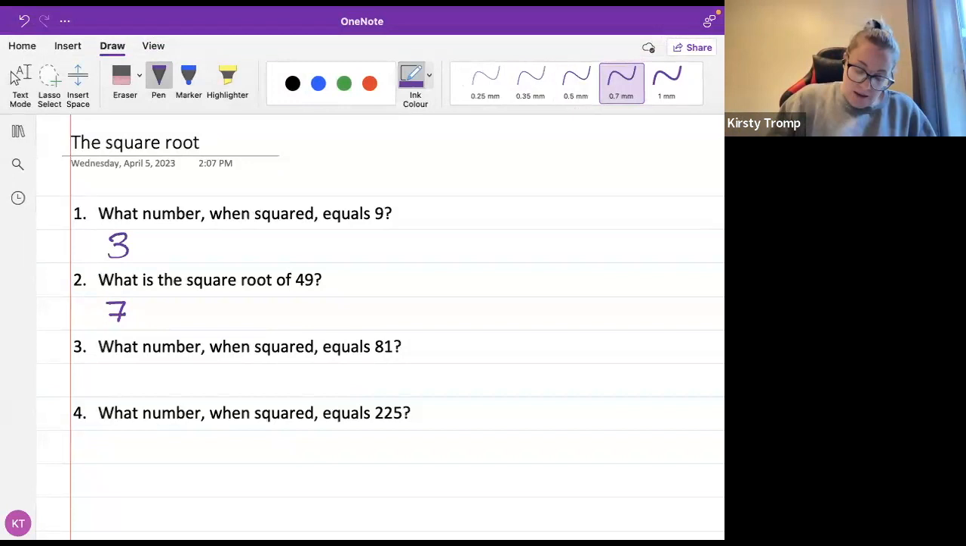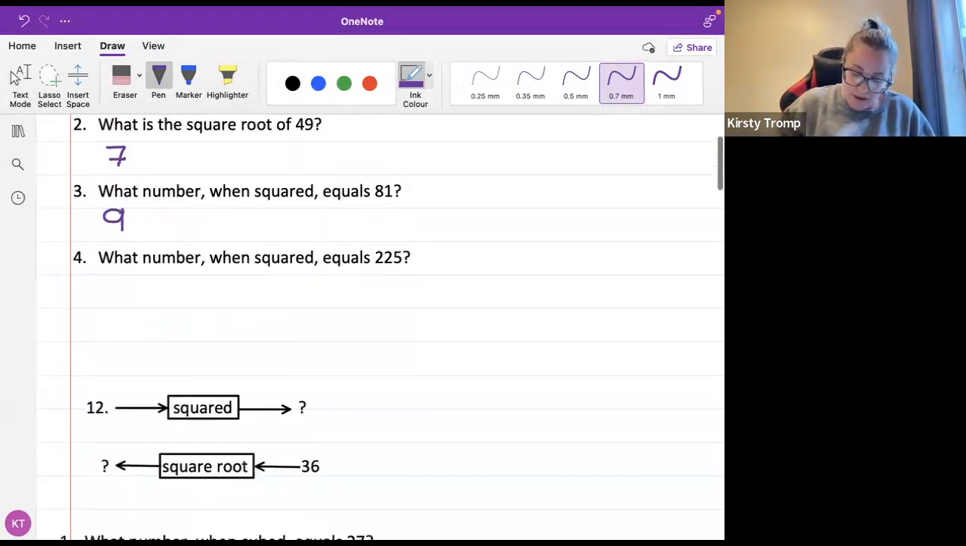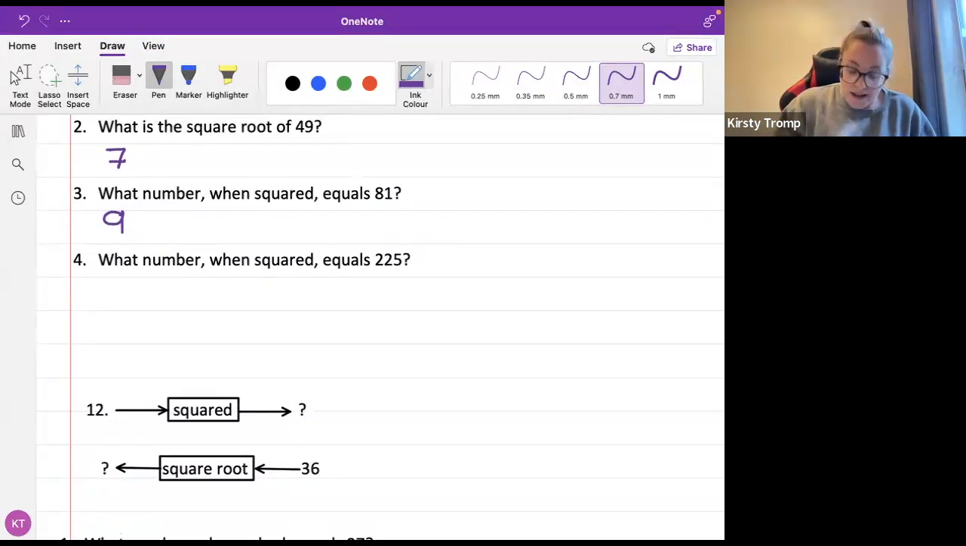Right. Number 3. What number when squared equals 81? Am I seeing some answers? Yes, I am. Well done, everybody. That is 9. 9 times 9 gives you 81. And finally, a bit of a challenge today. What number when squared gives me 225? So when I square a number, which number is it that gives me 225? I'm seeing lots of people giving me 25.